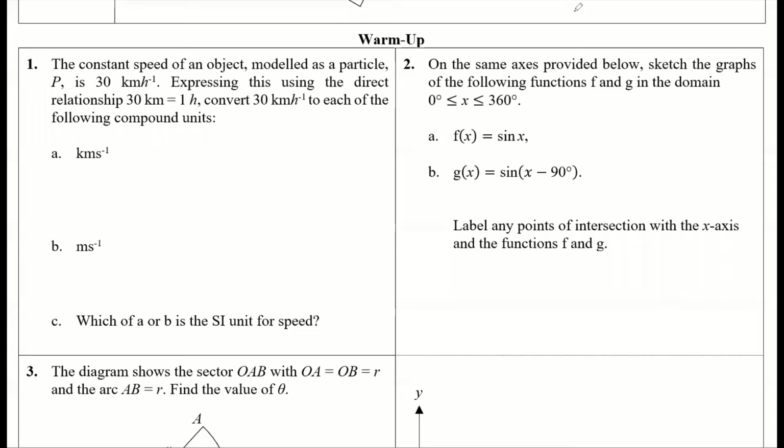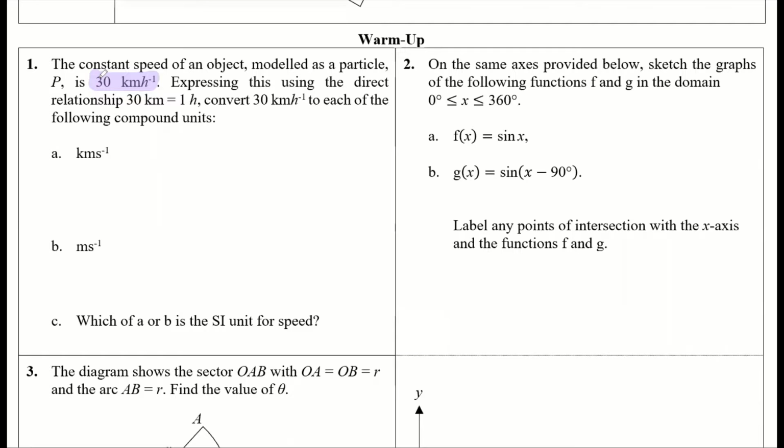Okay, so today we only have 3 questions, which is a bit unusual. We normally have 4. And the first question is slightly different from what we're used to. We're going to look at an object traveling at 30 kilometers per hour, this object P, at a constant speed. So you'll be forgiven for thinking this is a mechanics question.